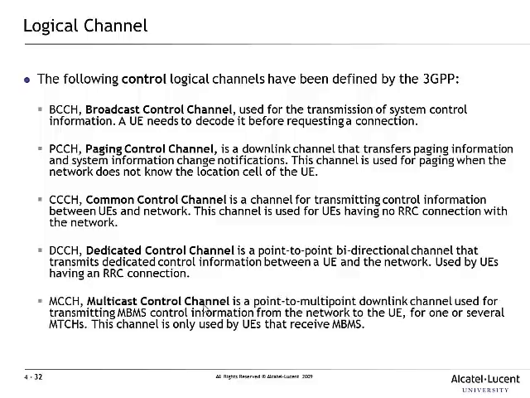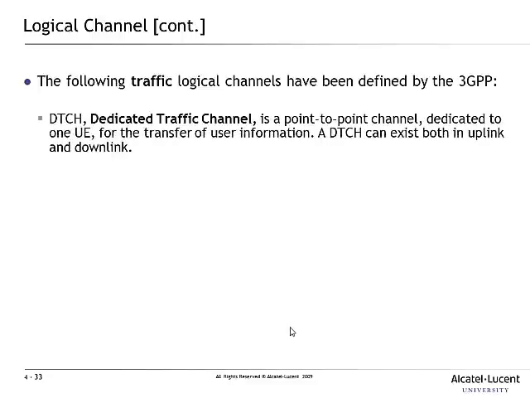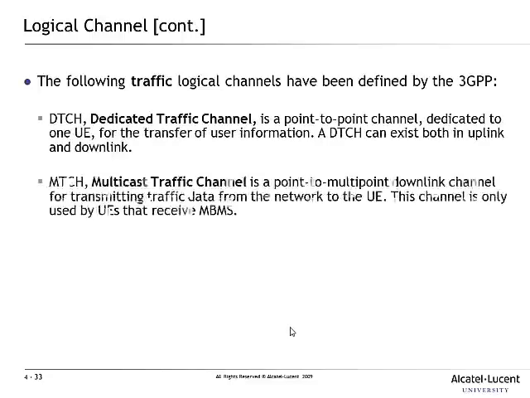Then, because of the possibility of multicast taking place, there's also a logical channel that has been specified for multicast. So multicast is a downlink channel used for transmitting MBMS control information. Now this part of the lecture is going to be very, very boring because it's essentially reading material, but I'll try to go through this as quickly as possible to try and keep you awake.